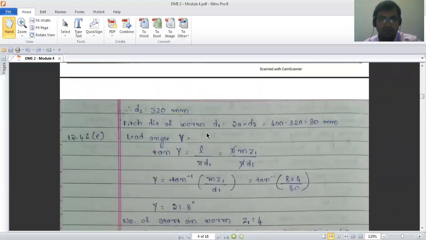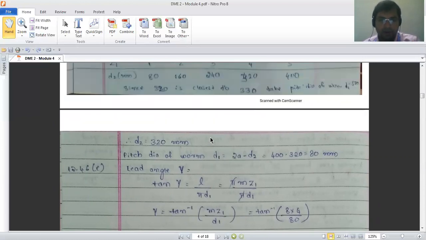The pitch diameter of the worm d1 is equal to 2a minus d2. This is again a rearrangement of the central distance. So with this d2 value of 320, again we are estimating the d1 value, which is 80 mm. So the earlier d1, d2 values are different, and these d1, d2 values are different. So we are fixing these d1, d2 values because of z1 as 4.